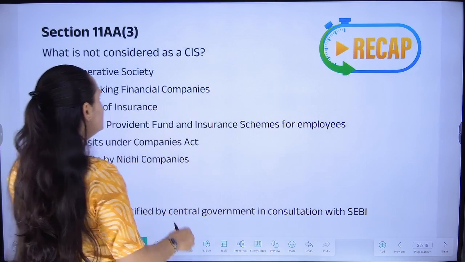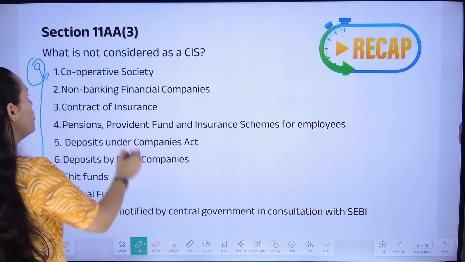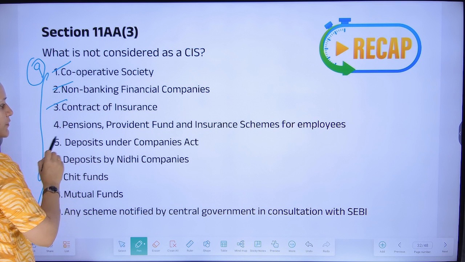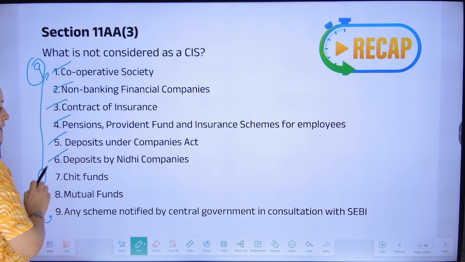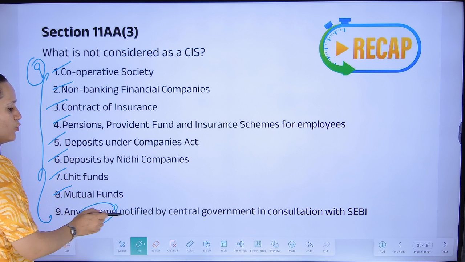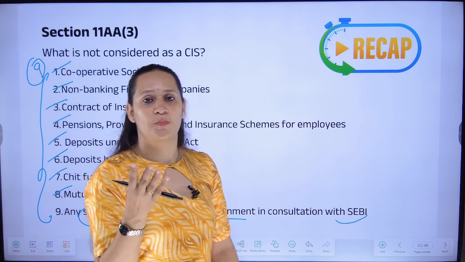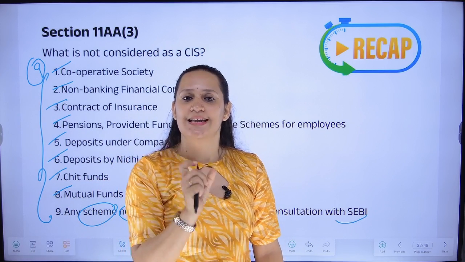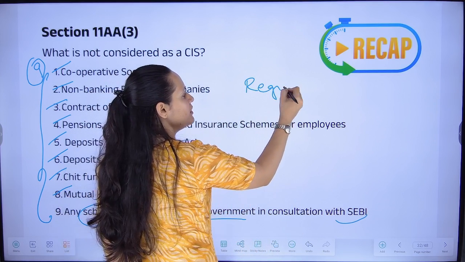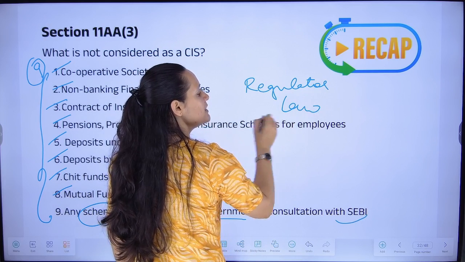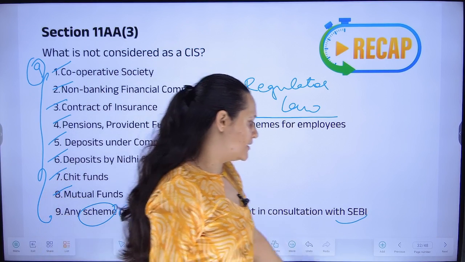So quick recap, these 9 points are going to determine what is not considered as a CIS: a cooperative society, non-banking financial company, contract of insurance, pension provident fund or insurance scheme for employees under the EPF Act, deposit under the Companies Act, deposit by Nidhi companies, chit fund, mutual fund, or any scheme notified by the central government after consulting with SEBI. So all these kinds of activities, even if they satisfy the 4 criteria under section 11AA subsection 2, even then they are not considered as CIS merely because they already have a regulator for them. They already have a law in place for regulating their activities. That is why these 9 points are not considered as a CIS.